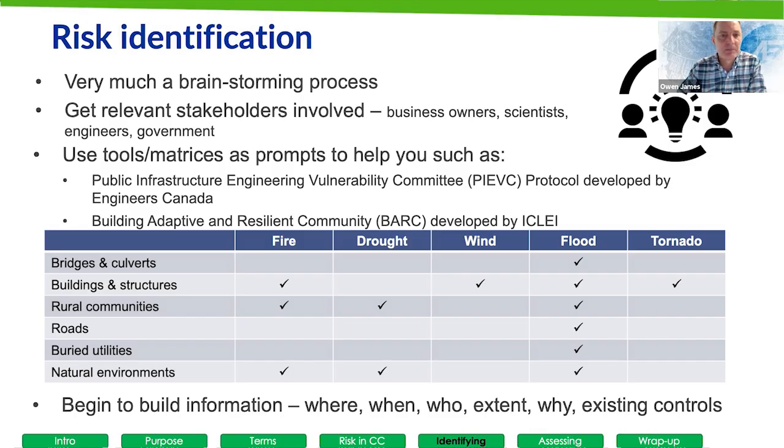So this is that matrix of relating potential hazards along the top here with potential vulnerabilities, and where we have a tick, we have an actual vulnerability that we would take forward. And so this is the classic approach to undertaking a PIVC assessment.